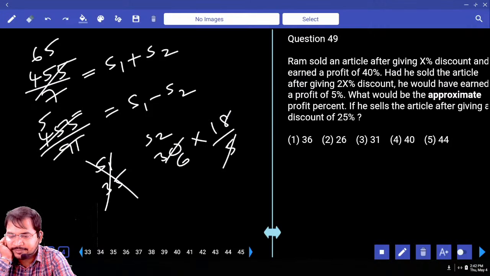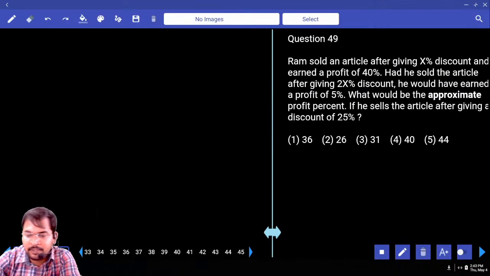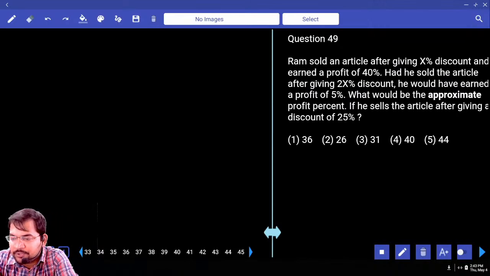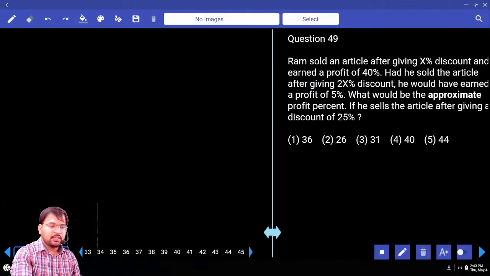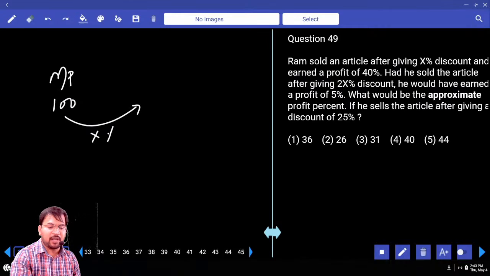Are you ready? Check it here. Ram sold an article after giving a discount of X% and earned a profit of 40%. Had he sold the article after giving 2X% discount, he would have gained 5% profit. What would be the approximate profit percentage if he sells the article after giving a discount of 25%? So discount here means MP. I am going to take MP as 100. If you give X% discount, profit is 40%. 40% profit is nothing but 140% of CP.